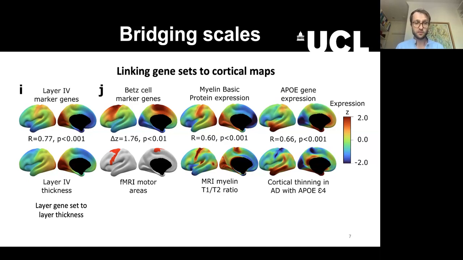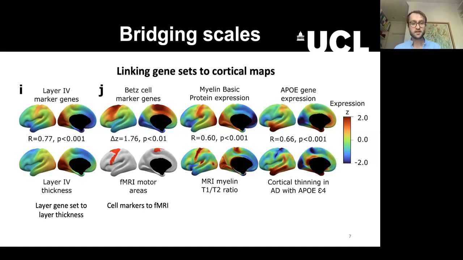The second comparison we did was looking at Betz cell marker genes. So these are genes that characterize these giant motor cortex layer 5 neurons. And we compared these against fMRI-defined motor areas. And we can see that the expression of these Betz cell markers is much higher in the fMRI-defined motor areas than elsewhere. So linking cell markers to fMRI through this transcriptomic atlas.